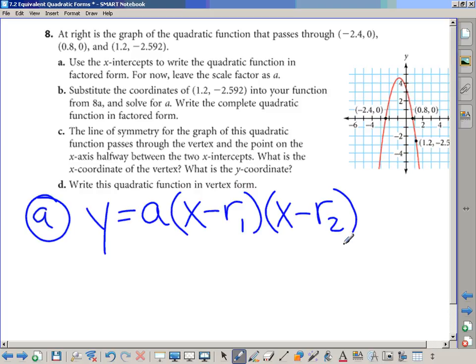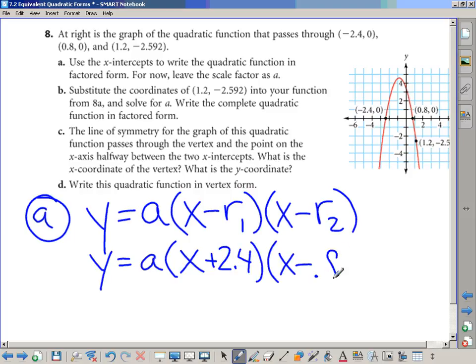Negative 2.4 and 0.8. All right, so those are root 1 and root 2. The order doesn't matter. I know you were concerned about the order, but it doesn't matter. You can have the negative 2.4 first or second. What does matter is this: if I'm going to put negative 2.4 in as root 1, what's x minus negative 2.4? X plus 2.4. And this one is x minus 0.8.